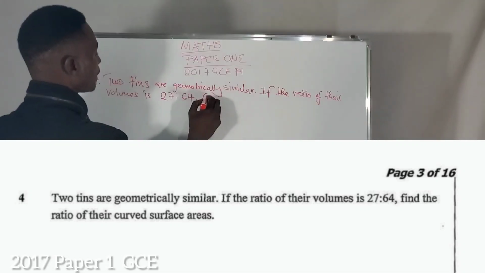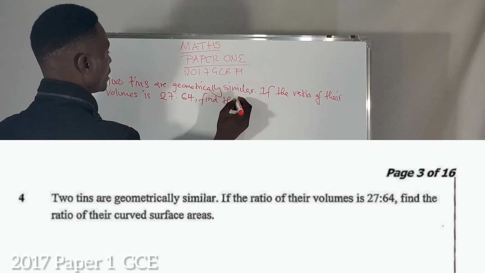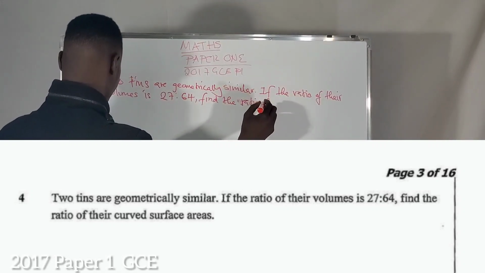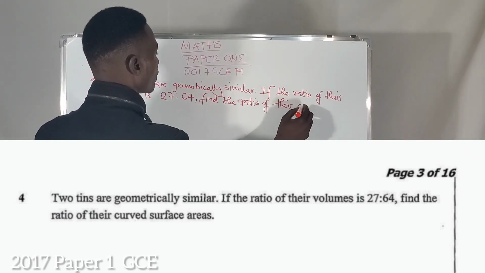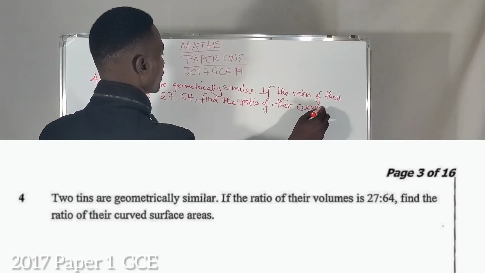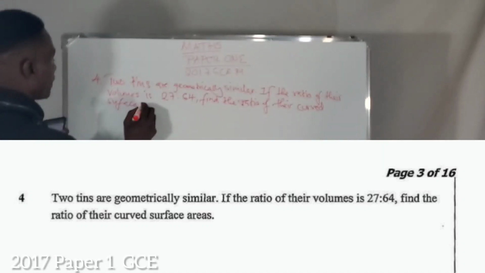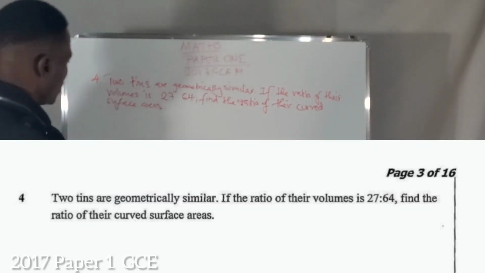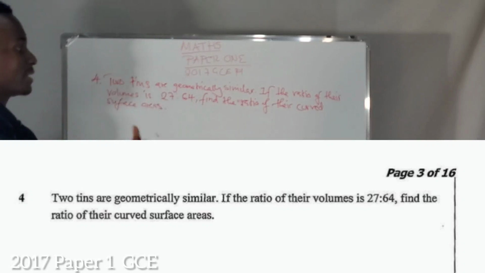Find the ratio of their curved surface areas. 2 marks as well. So when we are done, this one will have 8 marks.